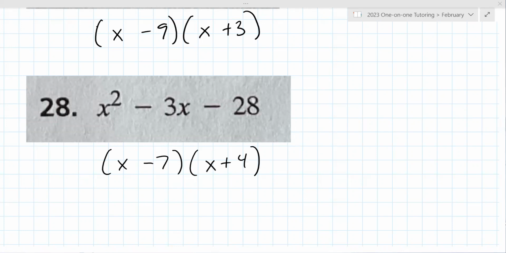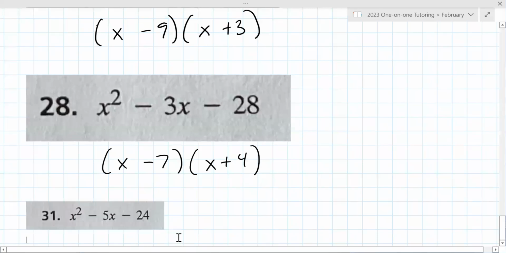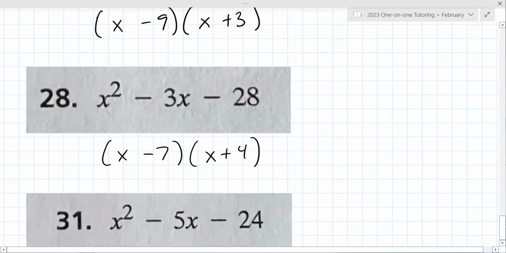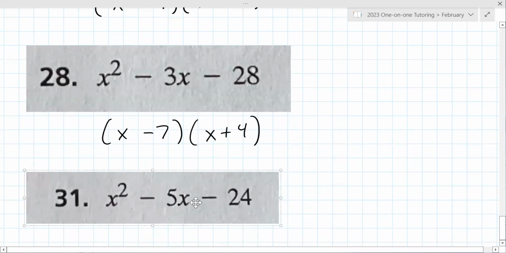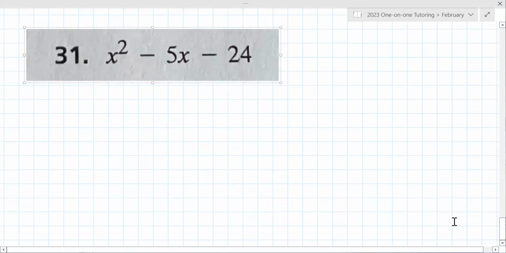Fantastic. 31. 31's another one like this. So again, there's two cases, right? There's when it's minus minus, like you see in the last two problems, but there's also the one where it's minus plus. But again, give this one a try. Two numbers that multiply to minus 24, but add to minus 5.